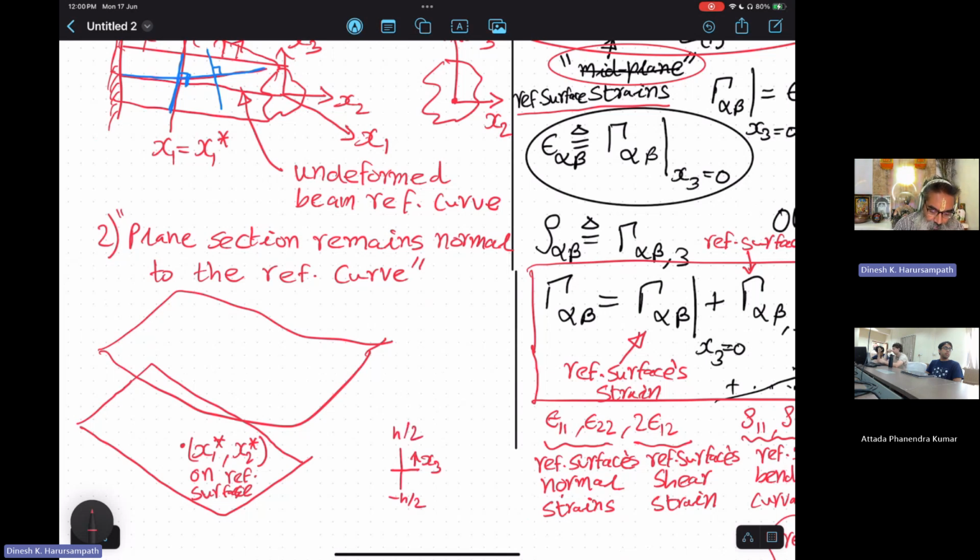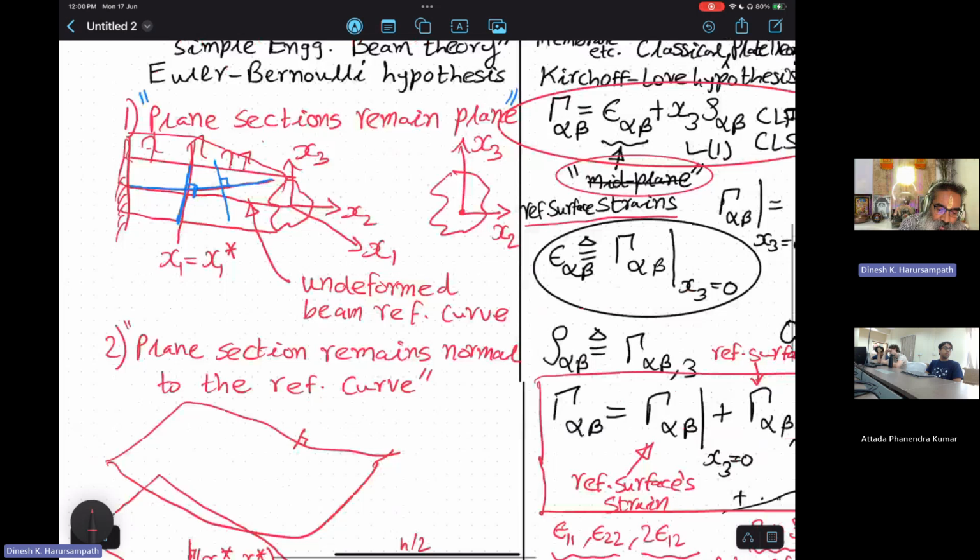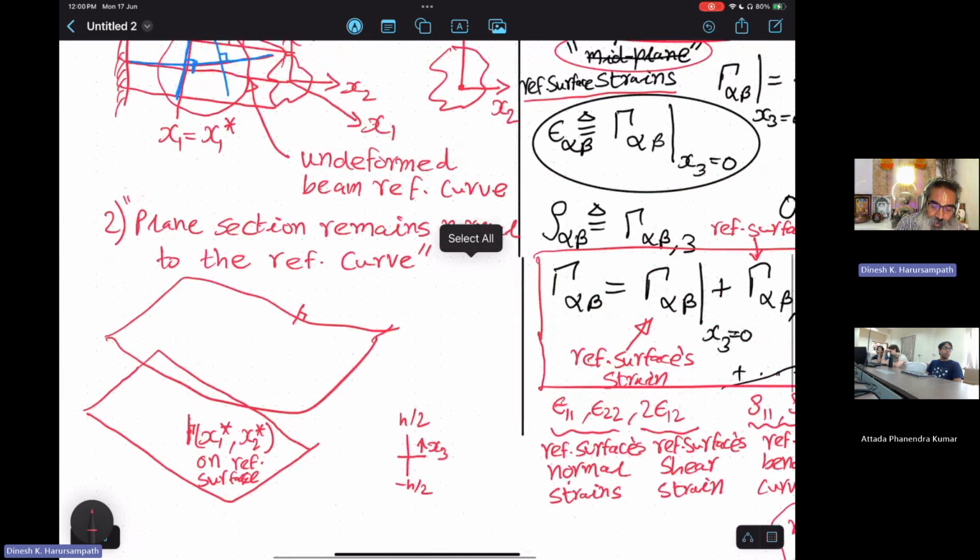Now, here it was perpendicular to that reference surface. After the deformation has taken place, it remains perpendicular to that reference surface, wherever that particular location was. So this is similar to what I marked in blue in the case of the beam. The same thing we are talking about here. There we are talking of a reference cross-section remaining perpendicular to the reference curve. Here we are talking of the reference normal line element, or the thickness line element, remaining perpendicular to the reference surface.